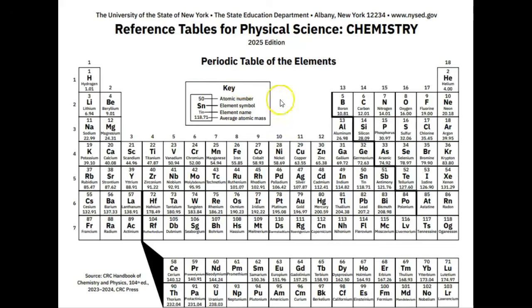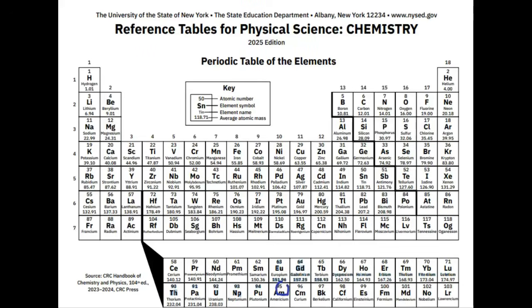Not all elements that are on the periodic table are found in nature. In fact, there are elements that are only man-made elements, and that starts down here with element 95. 95 all the way up to 118 are only man-made elements.